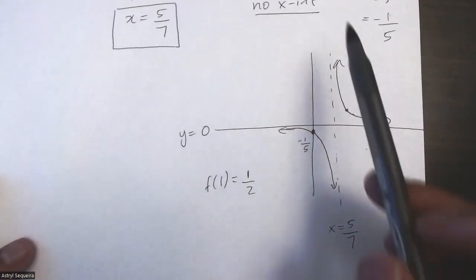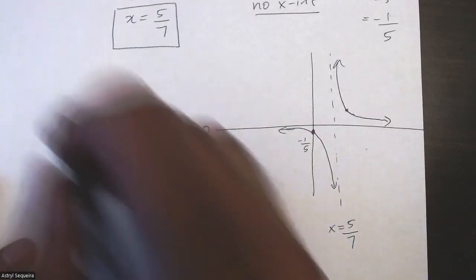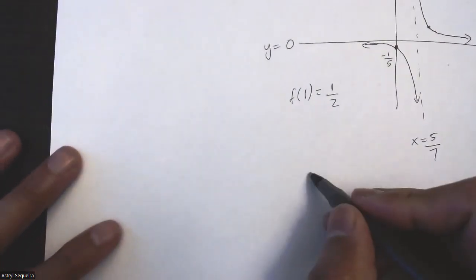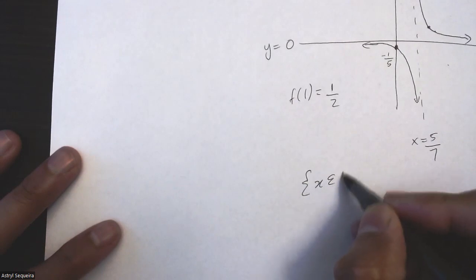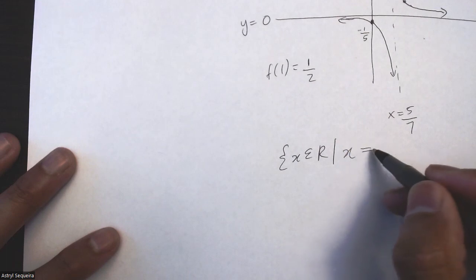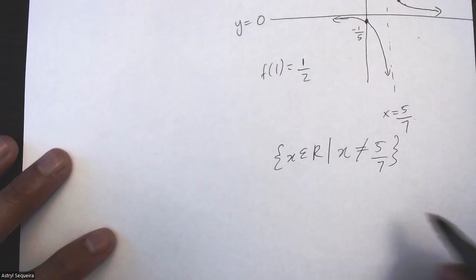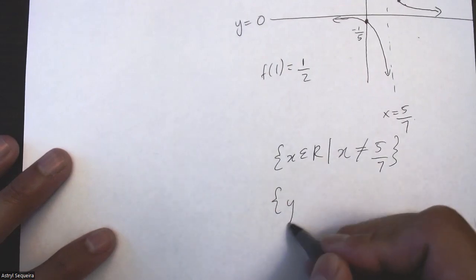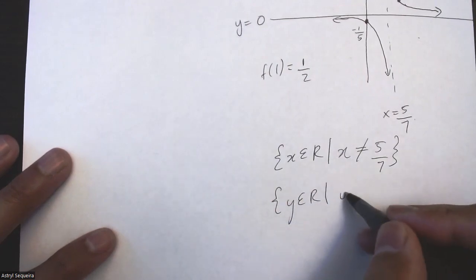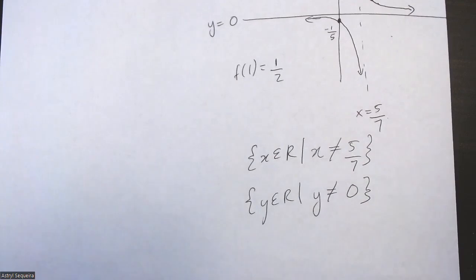And now once you have the sketch, it's pretty easy to do the domain and range. I know that x takes all values except for my vertical asymptote. So my domain is just x is an element of all real numbers such that x does not equal 5 over 7, which is my vertical asymptote. And I know that my range is y is all real numbers such that y does not equal 0, which is basically my horizontal asymptote.